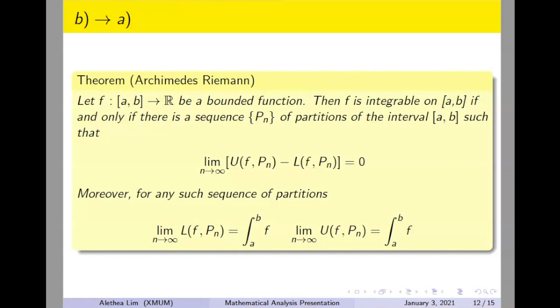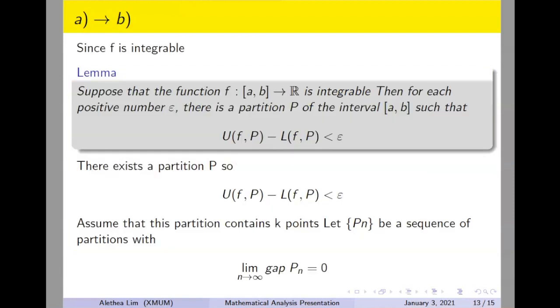Now this coincides with part B of our previous theorem, and hence we get the result of A just by applying the Archimedes-Riemann theorem. In the other direction, from A to B, we first use the fact that since f is integrable, we apply the lemma. Suppose that the function f from closed interval a to b to R is integrable. Then for each positive number epsilon, there is a partition P of the interval ab such that U(f,P) minus L(f,P) is less than epsilon. Now this is a consequence of the Archimedes-Riemann theorem. So there exists a partition P such that U(f,P) minus L(f,P) is less than epsilon.